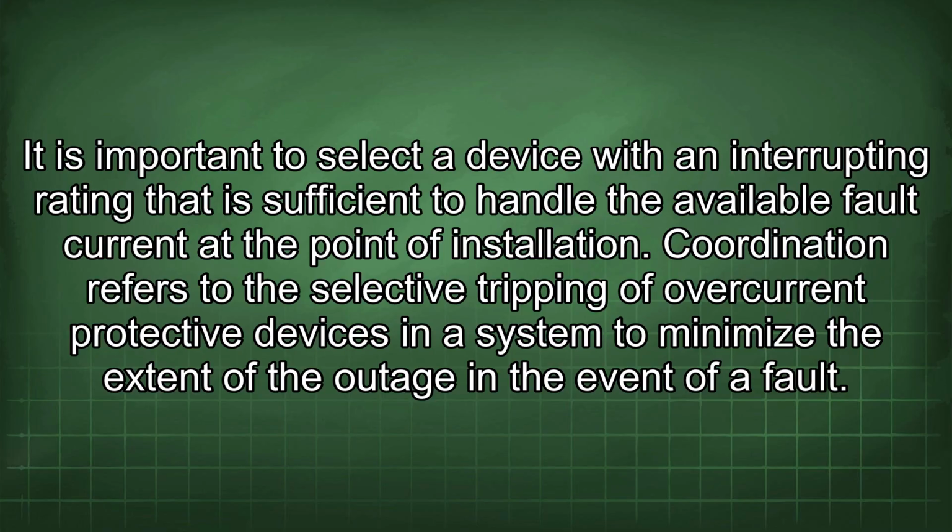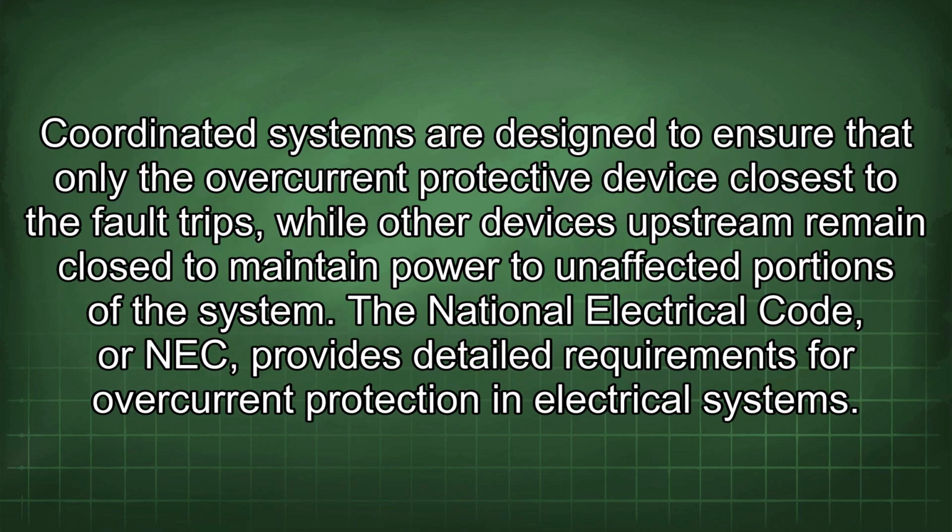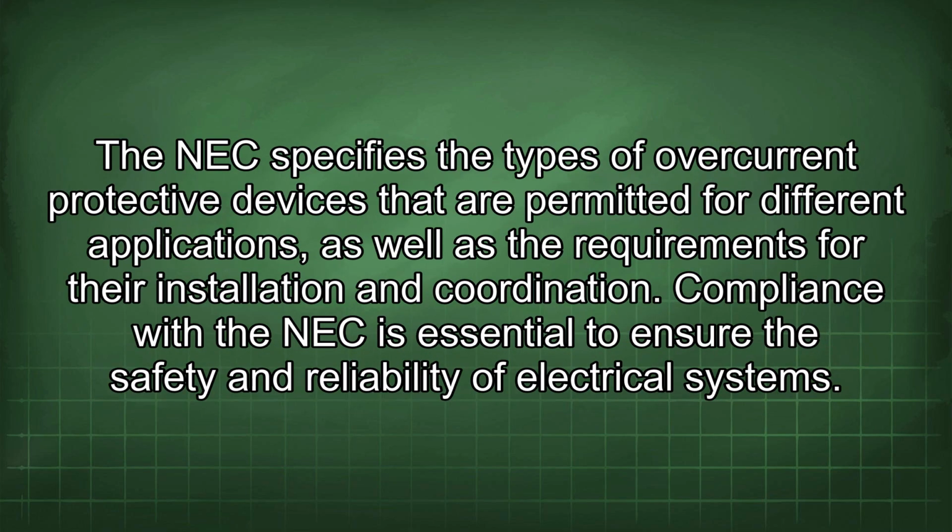Coordination refers to the selective tripping of overcurrent protective devices in a system to minimize the extent of the outage in the event of a fault. Coordinated systems are designed to ensure that only the overcurrent protective device closest to the fault trips, while other devices upstream remain closed to maintain power to unaffected portions of the system. The National Electrical Code, or NEC, provides detailed requirements for overcurrent protection in electrical systems. The NEC specifies the types of overcurrent protective devices that are permitted for different applications, as well as the requirements for their installation and coordination. Compliance with the NEC is essential to ensure the safety and reliability of electrical systems.